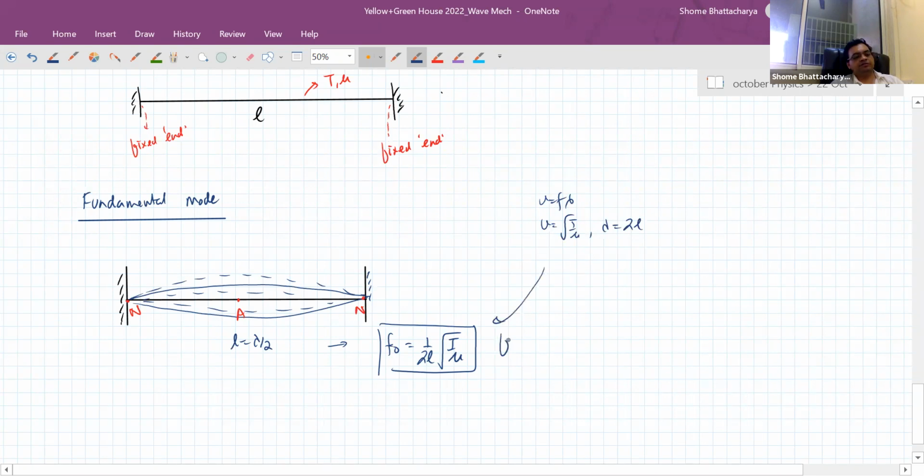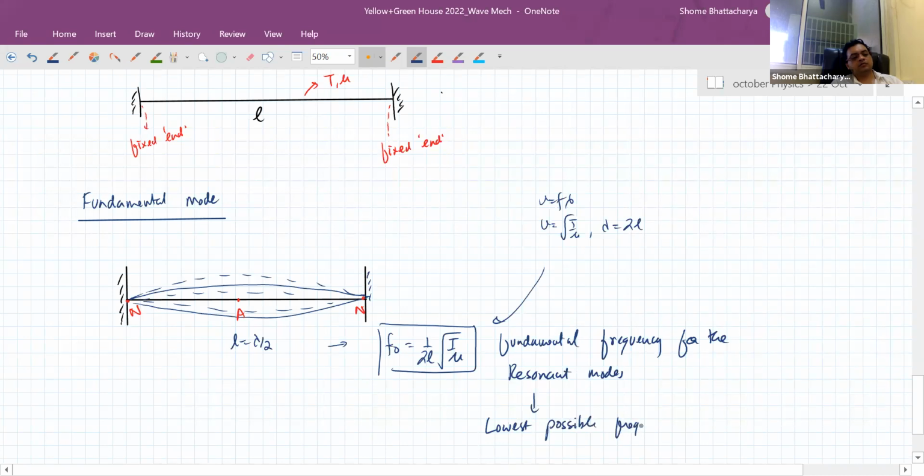So this is the fundamental frequency for the resonant modes. By fundamental frequency, we mean it is the lowest possible frequency of vibration for the given string.